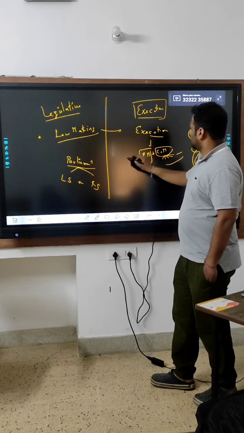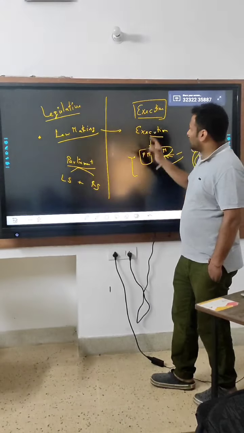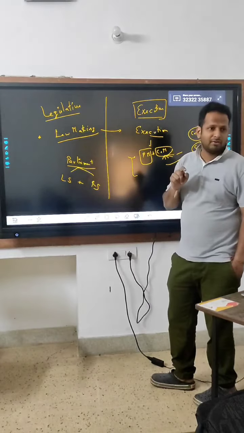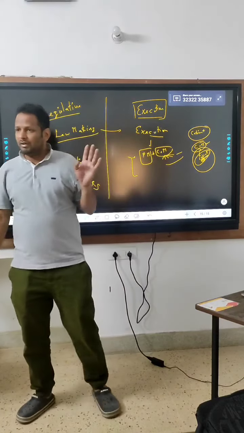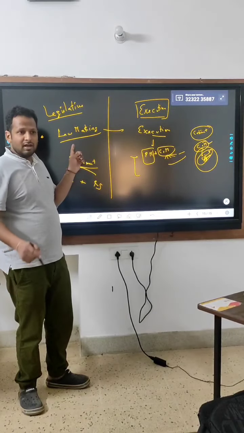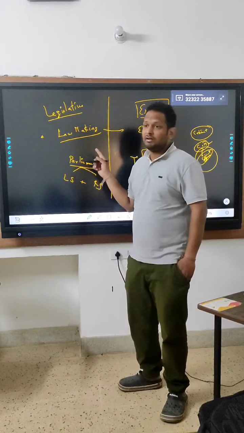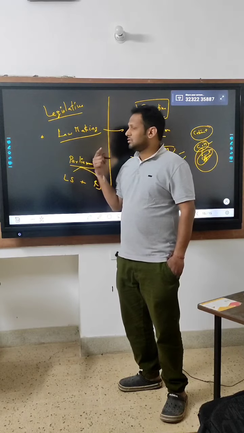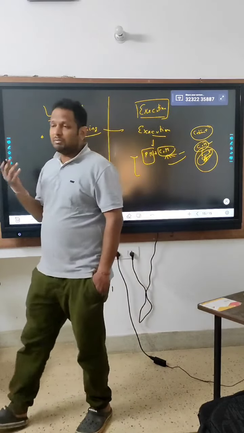So this is temporary, and there is one more thing, permanent bureaucracy. That is also part of executive. See, permanent bureaucracy we will be including in executive only because they help in legislating. They help in law making things because the minister cannot make laws, because they are not specialists. They don't have specialty, but they have the decision making powers.